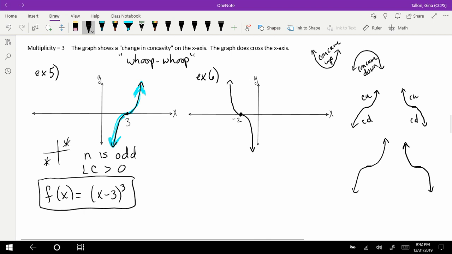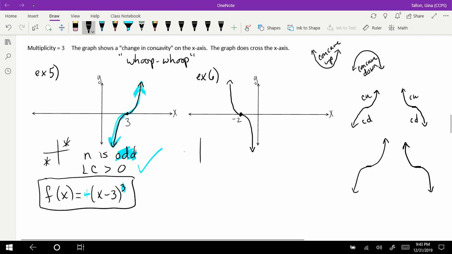Okay, moving on to example 6. By the way, n is odd, leading coefficient is positive, so I suppose if I wanted to continue with this, 3 is the only degree I have in this thing. Leading coefficient is positive, so all of this checks. Okay, now moving on to example 6.